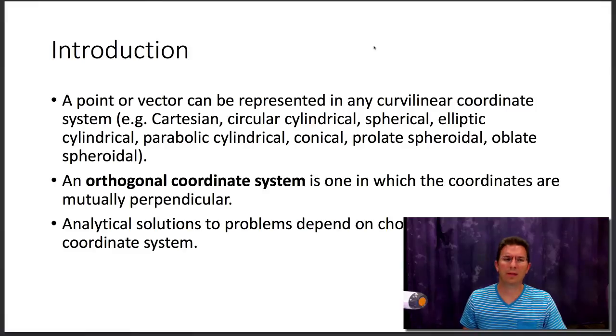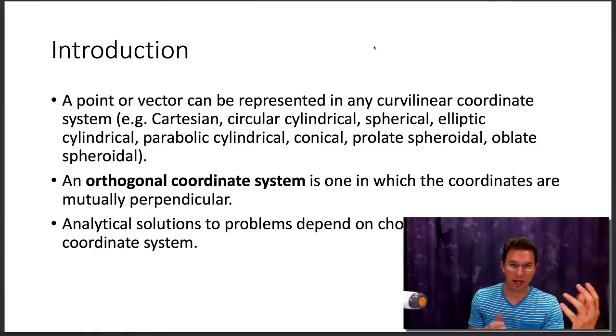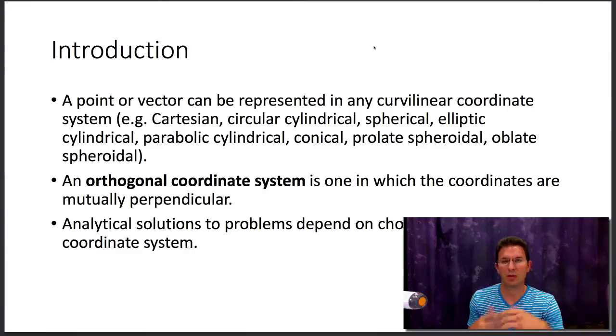A point or vector can be represented in any curvilinear coordinate system. In other words, in a Cartesian, a circular cylindrical, a spherical, elliptical cylindrical, parabolic cylindrical, conical, prolate spheroidal, or oblate spheroidal coordinate system. So there's a number of different coordinate systems that we can use to represent vectors, which technically are not determined by the particular coordinate system. You can represent the same vector in Cartesian coordinates and in cylindrical coordinates, for instance. So vectors in some ways are just simply not tied to coordinate systems.